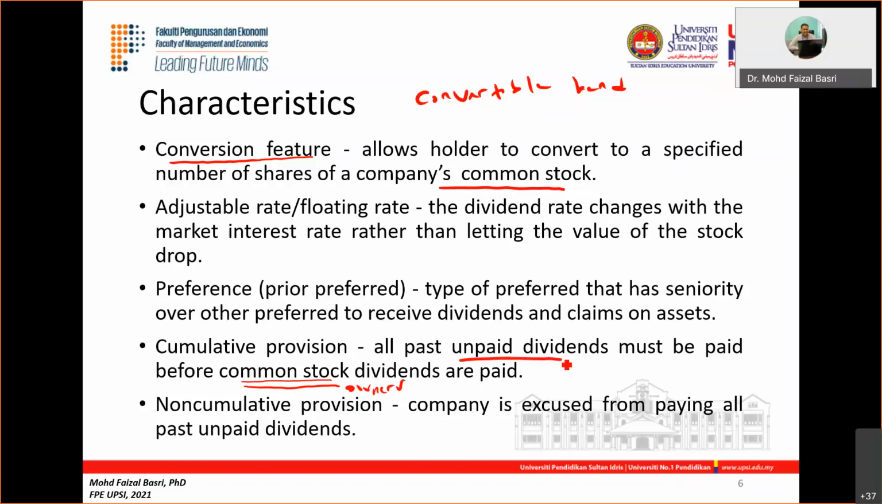Any unpaid dividend. Okay, any unpaid dividend. So for example, last year's and this year's dividend, they have to pay first before they pay the common stockholders, if it's cumulative.